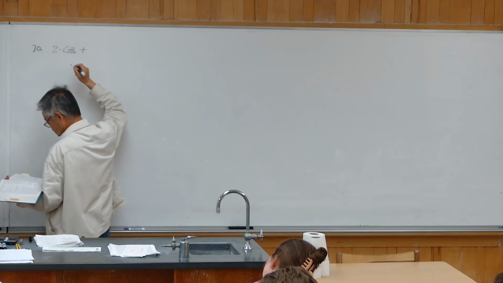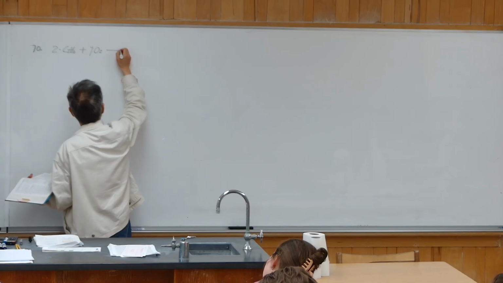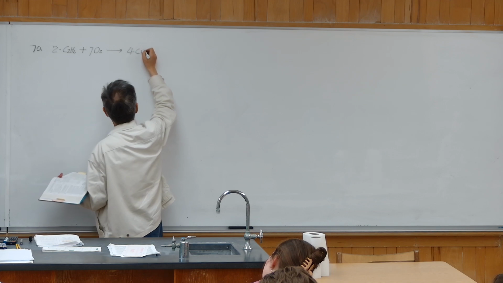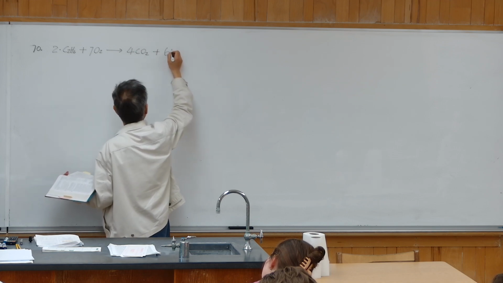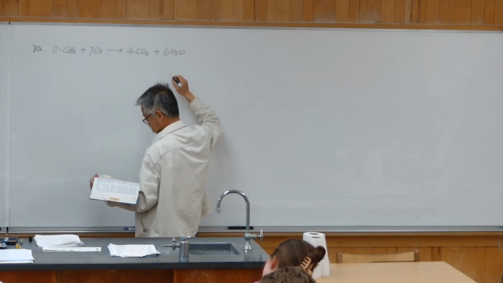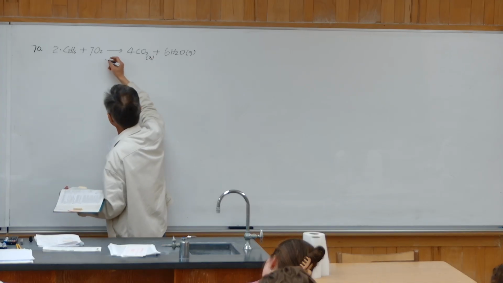C2H6 react with 7 moles of oxygen gas, to produce 4 moles of carbon dioxide and 6 moles of water. All reactants and products are gases.